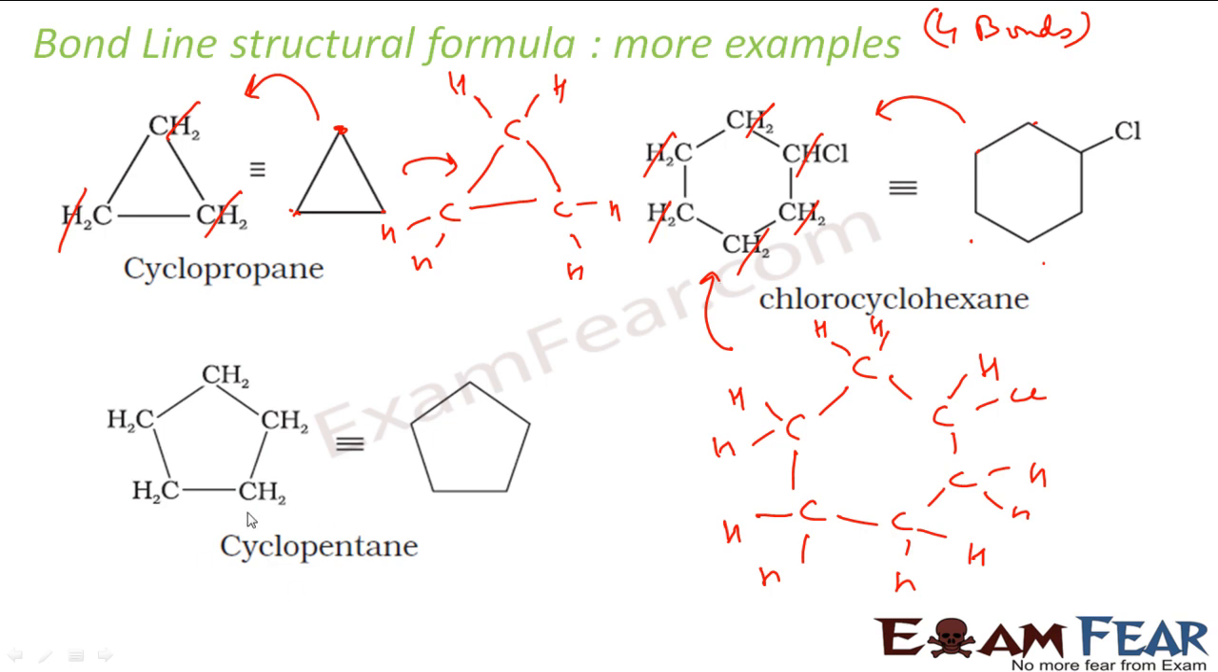Similarly, cyclopentane also, if you see, to get from the structural formula to the bond line structural formula, just remove all the hydrogens, assume carbon as a dot, and you get this. From here to here is very easy.